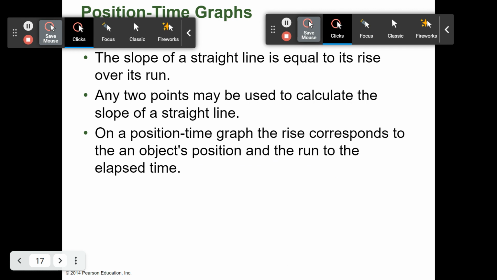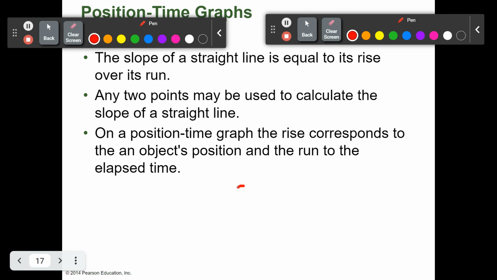All right, now, remember back to algebra, what is slope equal to? Rise over run. All right, well, what's rise? The change in y, right? And what's run? The change in x, okay? So that's why we always wrote slope as delta y over delta x. That means the change in y over the change in x.